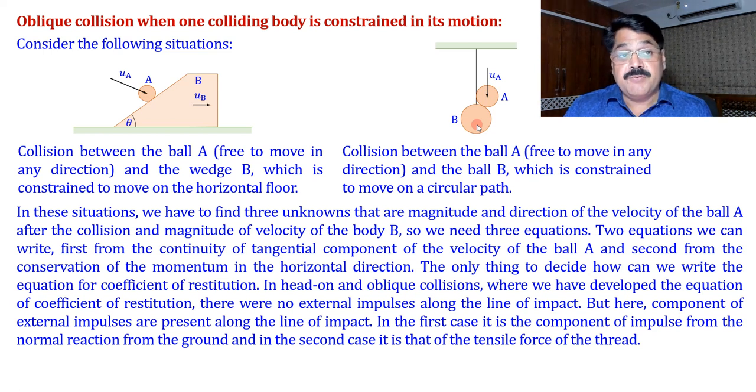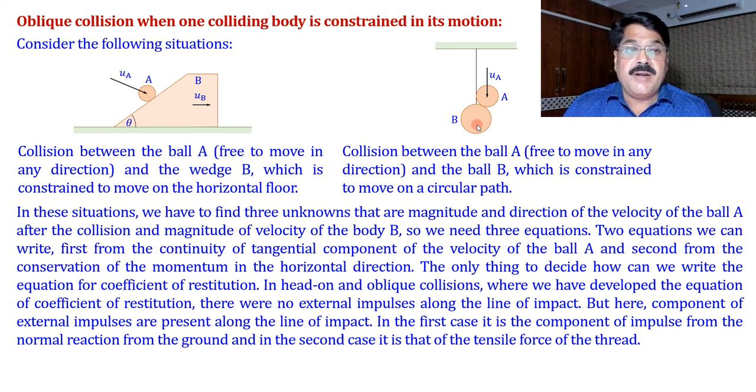Again, it is an impulsive event, so we cannot make use of Newton's laws and work-energy. So what can we do here? One equation we can write from the continuity of the tangential component of ball A, because during the collision the interaction forces between ball A and body B are along the normal. So there is no friction. We have mentioned earlier that in collisions, friction has to be ignored unless it is specifically stated to be considered. So the tangential component of ball A will remain unchanged. That is one result.